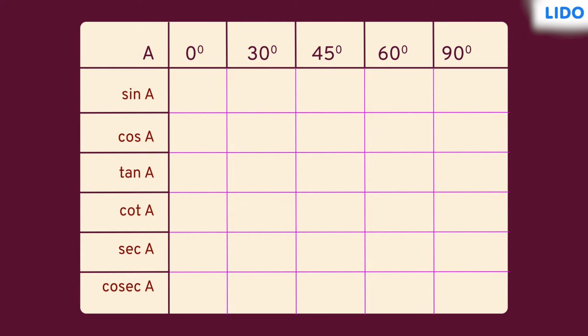The first step is to write the numbers starting from 0, 1, 2, 3 and 4 in each column. The next step is to divide each of the numbers 0, 1, 2, 3 and 4 by 4 and write its simplified form. And the last step is to take square roots of each value.